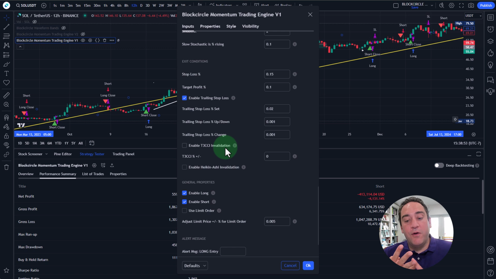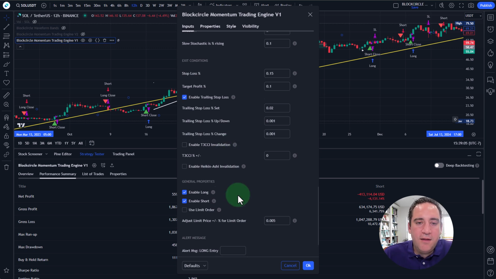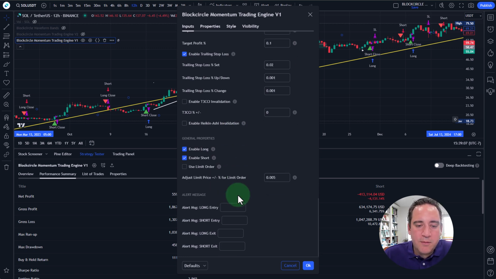And then step 4 is general properties. This allows you to configure if you want it to only be going long, or do shorts, or have limit orders, etc. Within the general properties, you can also configure the alert messages. What do you want it to say exactly when an alert is triggered for a long trade? Do you want it to say long entry? Do you want it to say short entry?